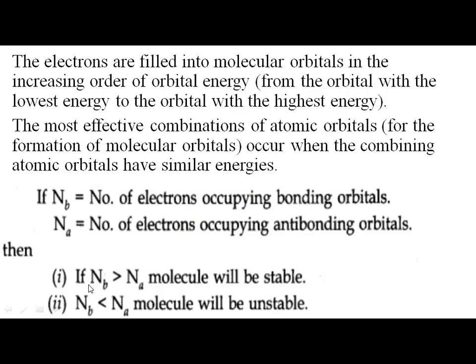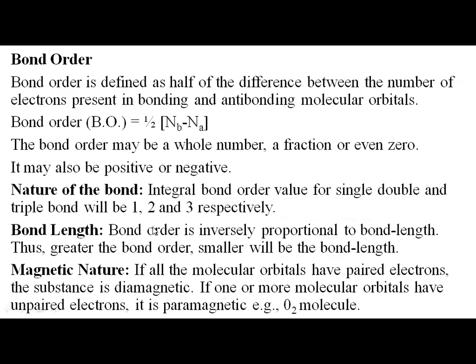So if the number of bonding molecular orbitals is more, then the molecule will be stable. If the number of anti-bonding molecular orbitals is more, then the molecule will be unstable. Please do remember this point. Okay. Before going to this slide, we'll first see.